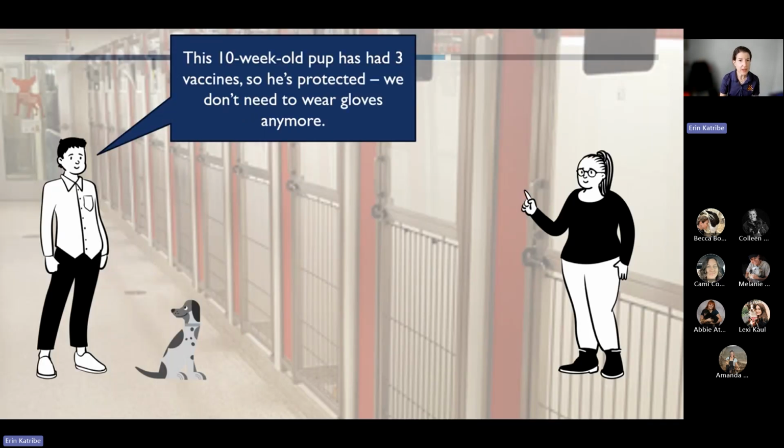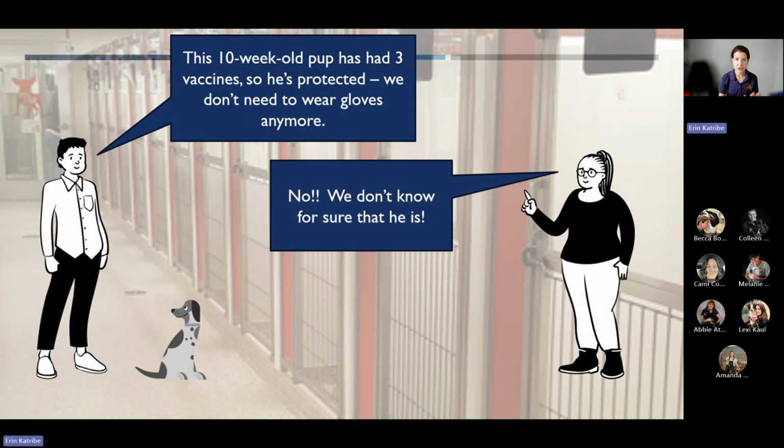Something I hear in the shelters often is, this X weeks old puppy has had 3 vaccines, so he's protected. We don't have to wear gloves. We don't have to take extra precautions anymore. And unfortunately, that is absolutely not the case. Maybe that puppy is protected after that number of vaccines, but maybe he's not. It does not necessarily have to do with the number of vaccines they've received, but how old they are when they've received enough vaccines.